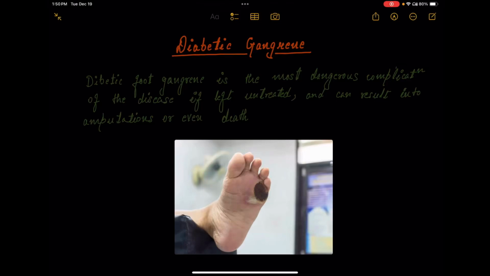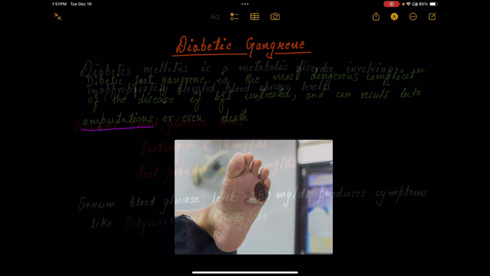Hello everyone. Today we will study about diabetic foot gangrene. Diabetic foot gangrene is one of the most dangerous complications of diabetes if left untreated and can result in amputations or even death. Amputation means removal of the limb.